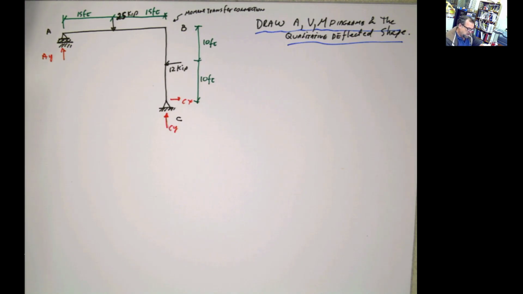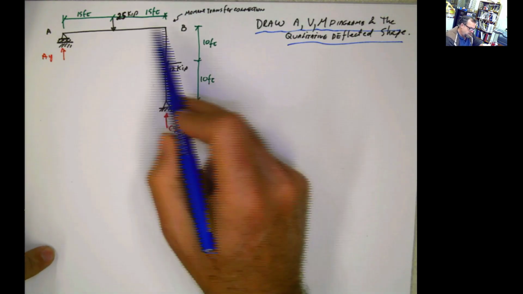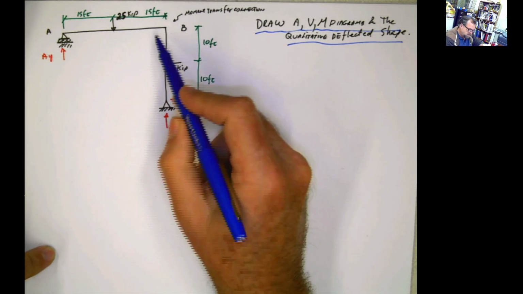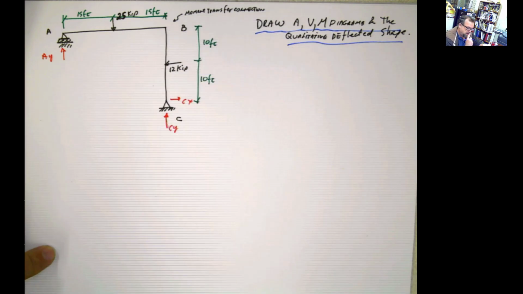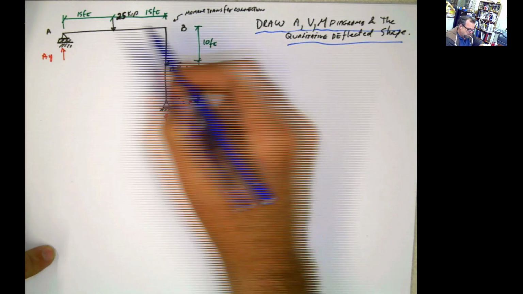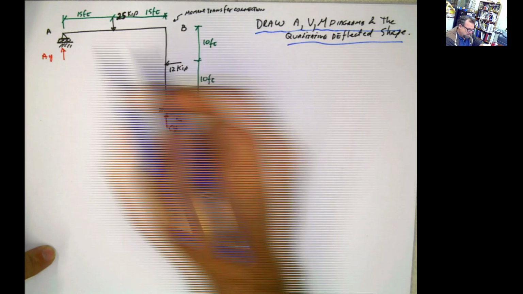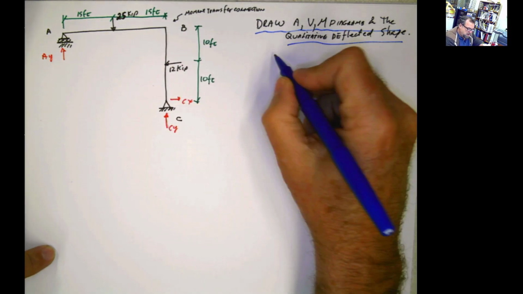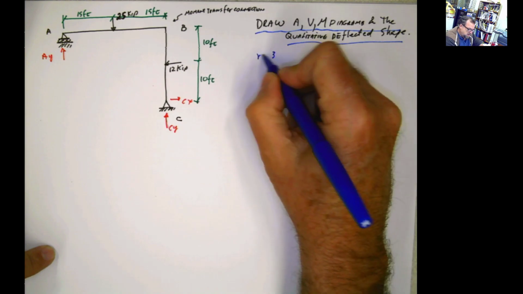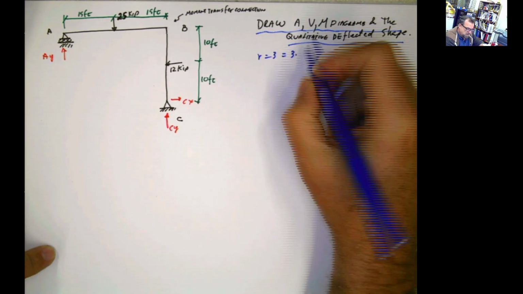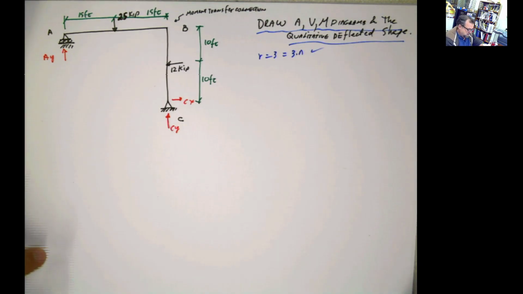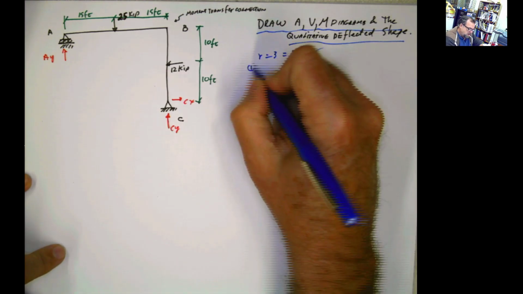How do you do that? You just count the number of reactions and the number of members. If you consider this as one full member, because this is a moment transfer connection, not a hinge, then you have three reactions. The number of reactions, 3, has to be equal to 3 times the number of members, which is 1. So that is a statically determinate structure. So let's start by calculating the reactions.